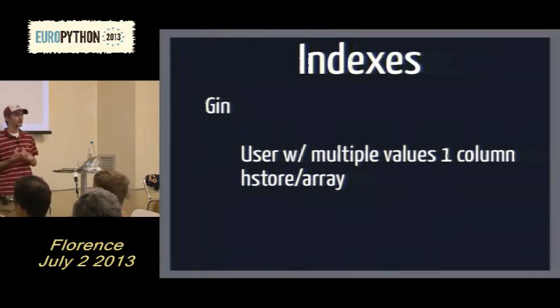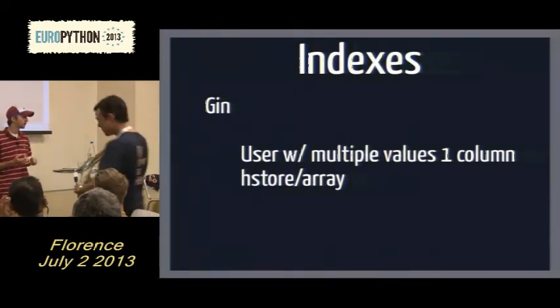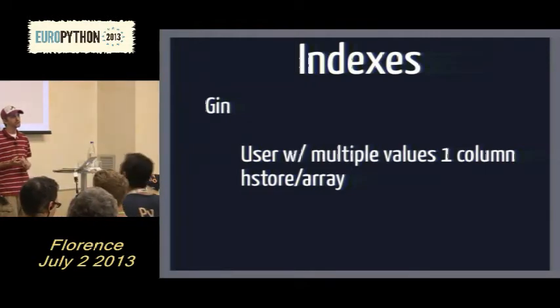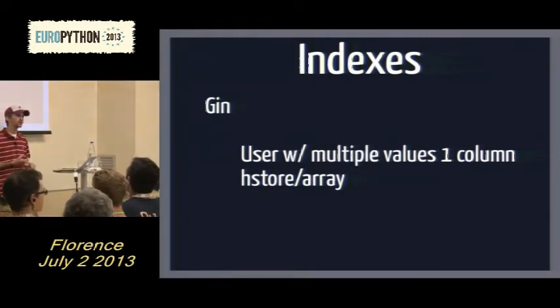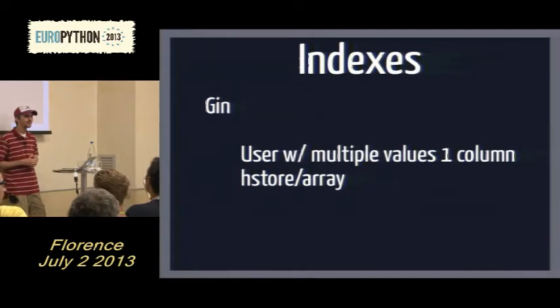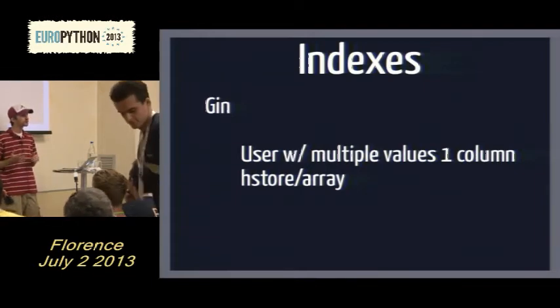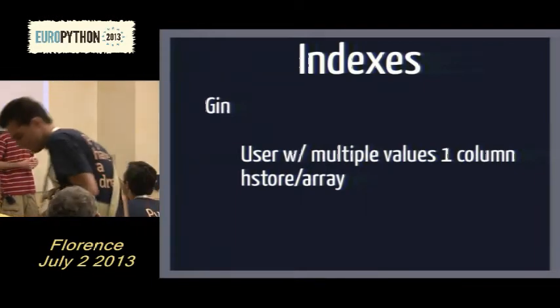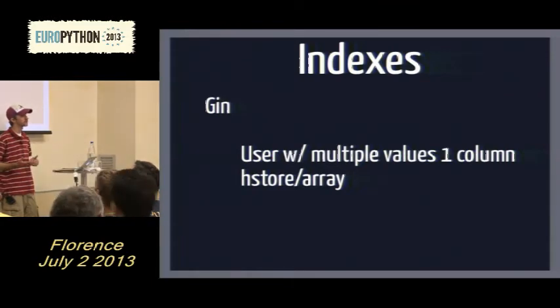You want to use a GIN index when you have multiple values in one column. So this is the case when you're using HStore and array typically. Not always the case. Sometimes GiST will be more performant. But usually you can use a GIN and it'll work just like you would expect.